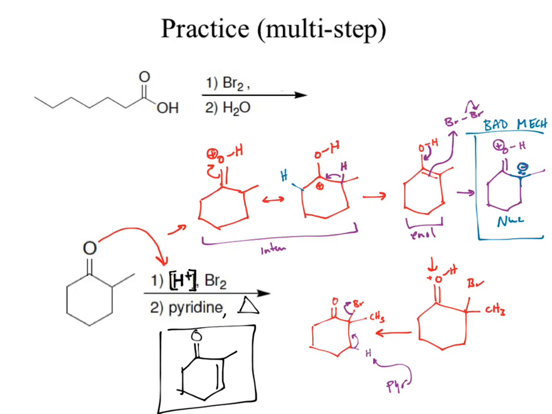Multiple steps. We have to realize how we cascade through each of those and where they end up going. Why do I not care about the stereo center? Do I have a stereo center anymore? Nope. So I don't need to worry about it. Make sense? As soon as you see carbonyl, you should be thinking enol every time. Okay, so I'm going to erase all that in 3, 2, 1.